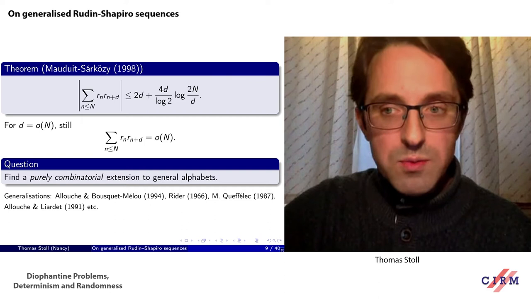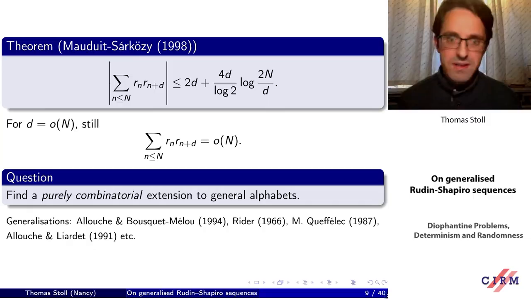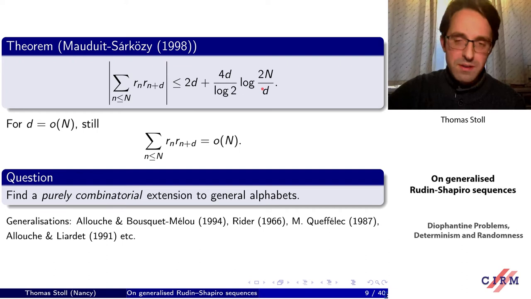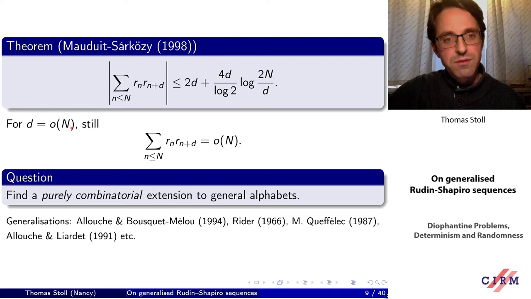So the question that we tried to deal with some years ago is to find a combinatorial extension to general alphabets in order to regain correlation results of this power, meaning that we can still have D growing as a function of capital N, as large as possible, but still have these non-correlation properties.